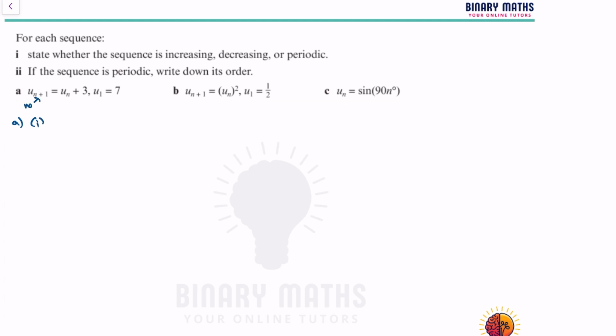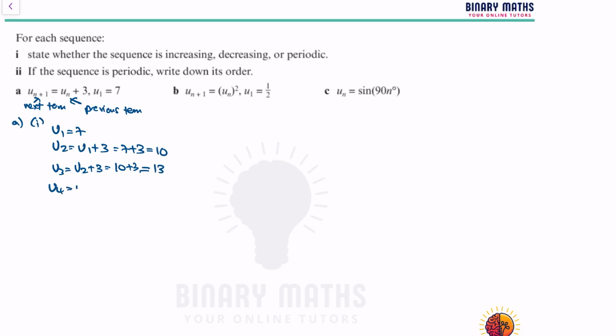So to get the next term, you're doing the previous term plus 3. So U1 is equal to 7. U2 is equal to U1 plus 3, which is equal to 7 plus 3, which is equal to 10. U3 is equal to U2 plus 3, which is equal to 10 plus 3, which is equal to 13. U4 will be equal to U3 plus 3, which is equal to 13 plus 3, which is equal to 16.